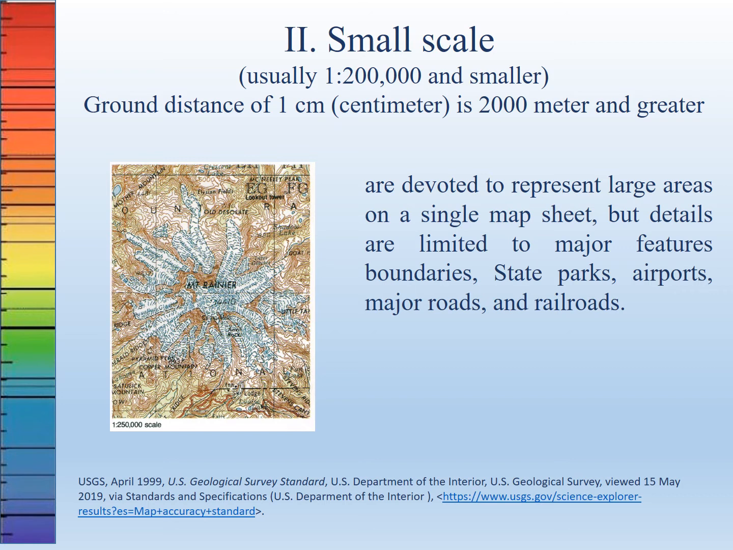The small scale of topographic maps usually appear in scales of 1 to 200,000 and smaller. They cover large areas, limiting the detailed representations of the medium-scale features. Therefore, the updating of topographic maps is critical.